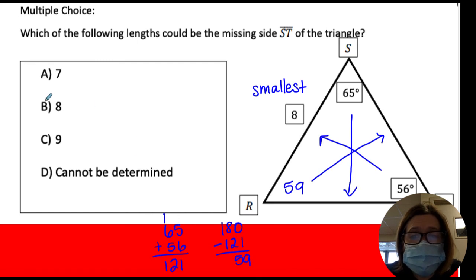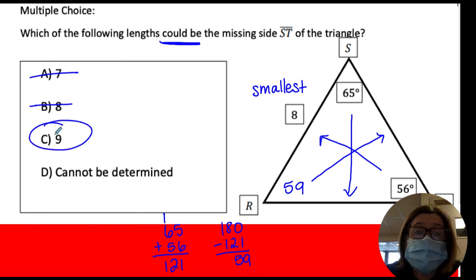Okay, so that means that ST has to be bigger than 8. Right? It has to be bigger than 8, which means it could be 9. It's asking me, could it be? So yes, it could be 9.